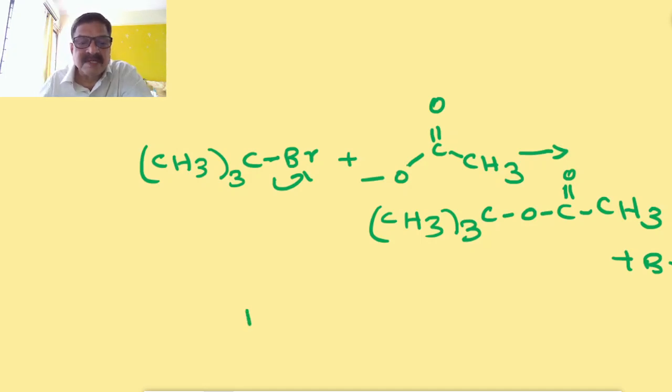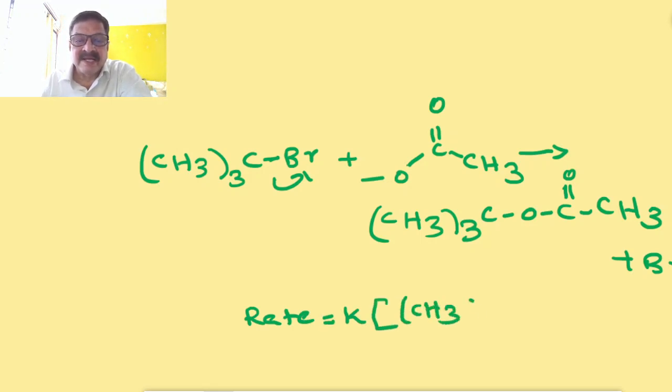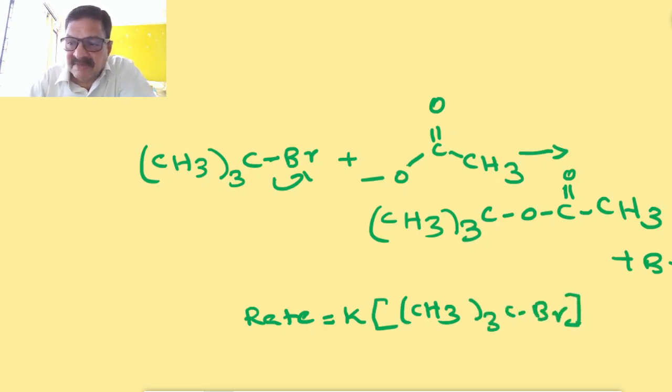So the rate of the reaction is equal to k, that is the rate constant, into the concentration of the alkyl halide here. Therefore, this is first order kinetics. Only one reactant appears in the rate equation, first order kinetics here. This is the unimolecular reaction. This is the SN1 reaction here. It is known as substitution, nucleophilic, unimolecular.